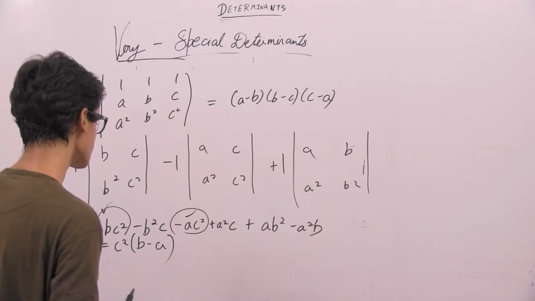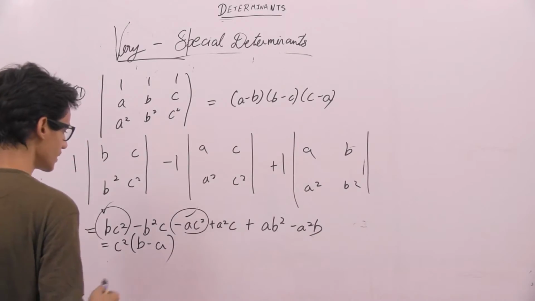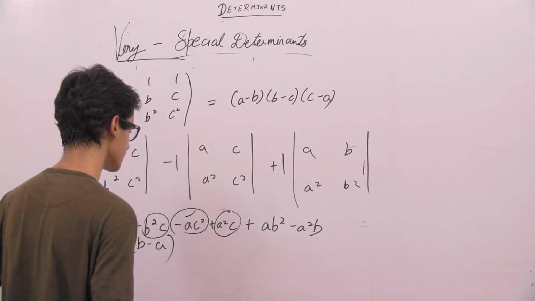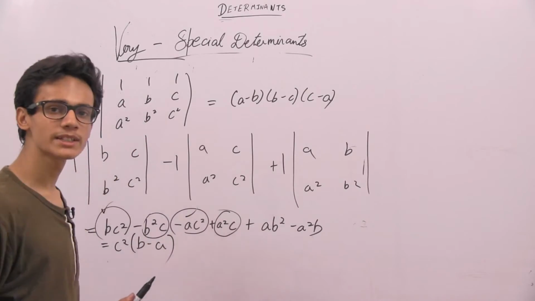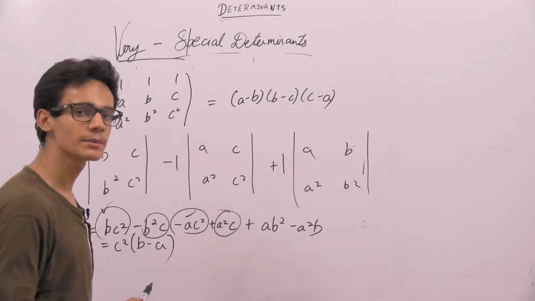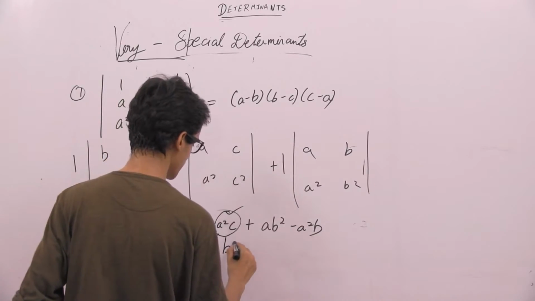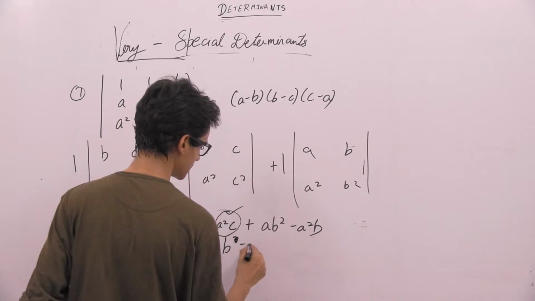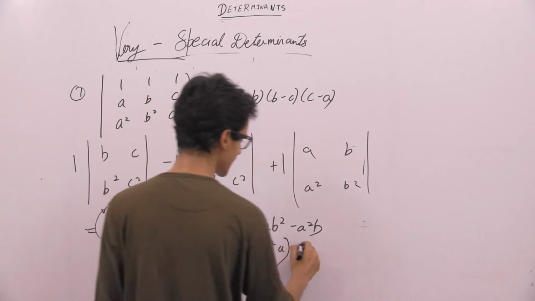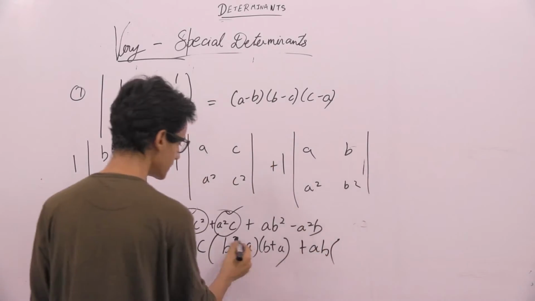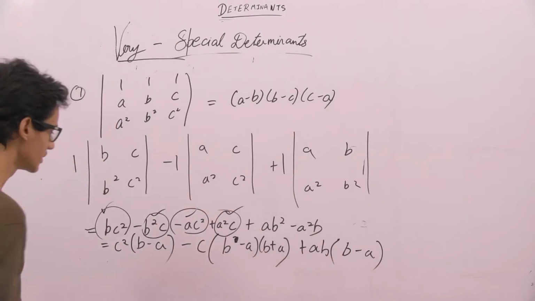Can we get this common from other things as well? Let's see. We get b square minus a square, which can also be written as (b minus a)(b plus a). So we take minus c, (b square minus a square), that can be written as (b minus a) times (b plus a). We are left with these two terms. We will take ab common so that we get a (b minus a) here also. So our expression comes out to be this.